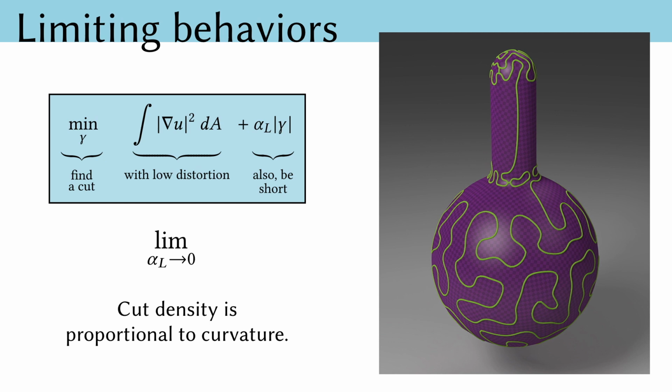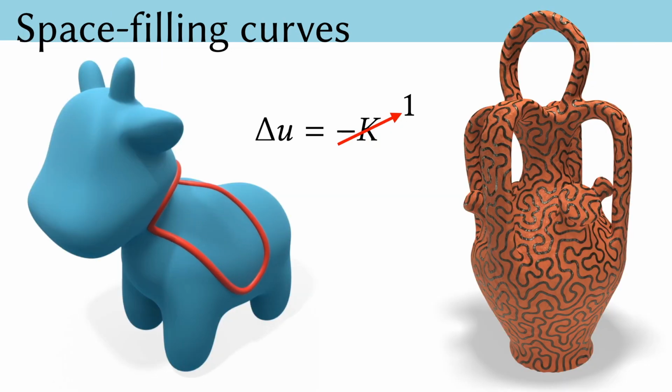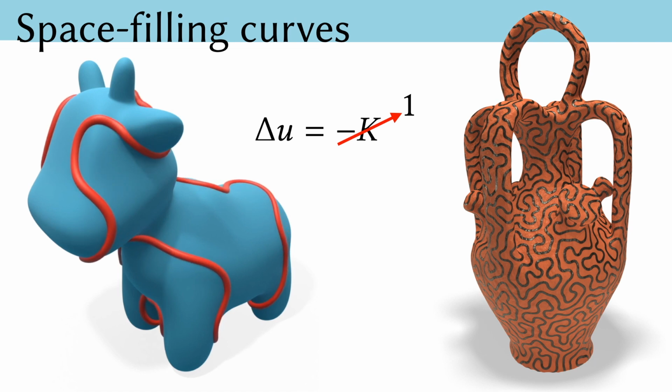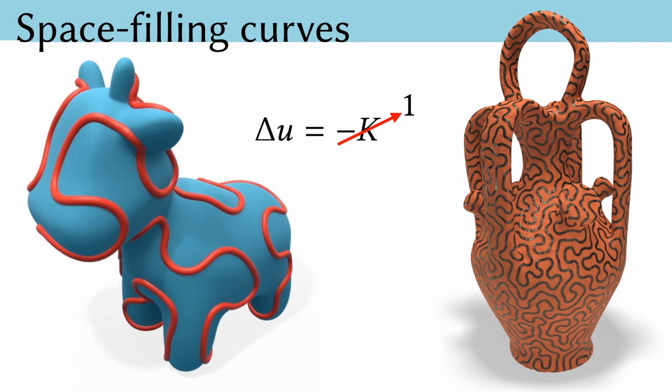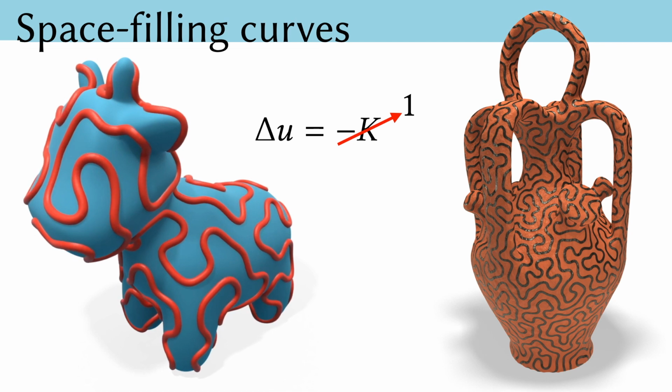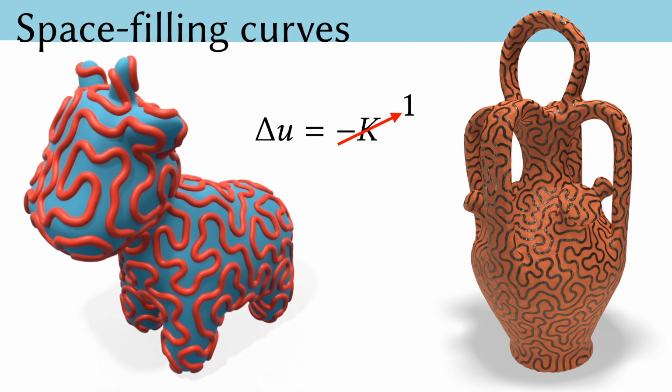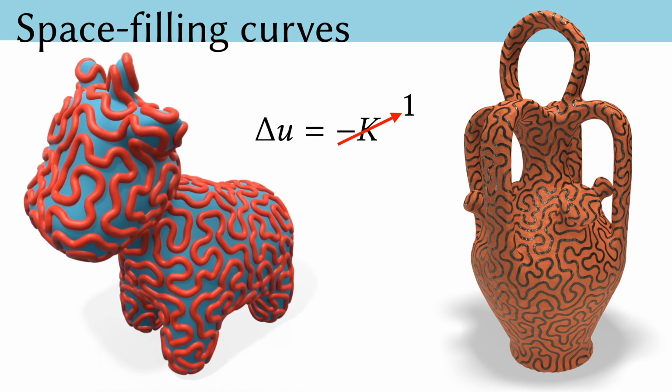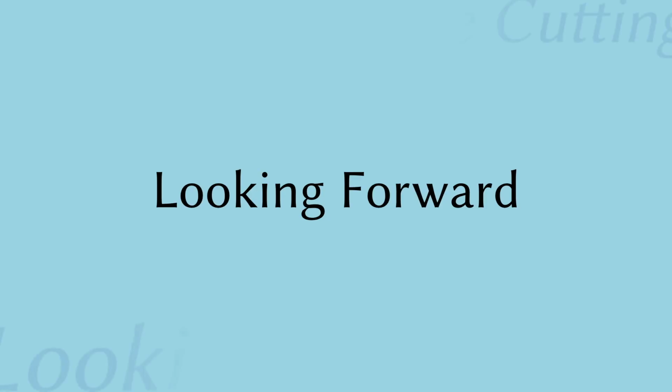In the limit of weak length penalty, our flow generates cut curves with density proportional to the Gaussian curvature of the underlying surface. We can leverage this limiting behavior to design smooth, space-filling curves by continually weakening and weakening the length penalty while running our flow. Here, we drive the flow with a constant right-hand side rather than Gaussian curvature to yield uniformly distributed cut curves.